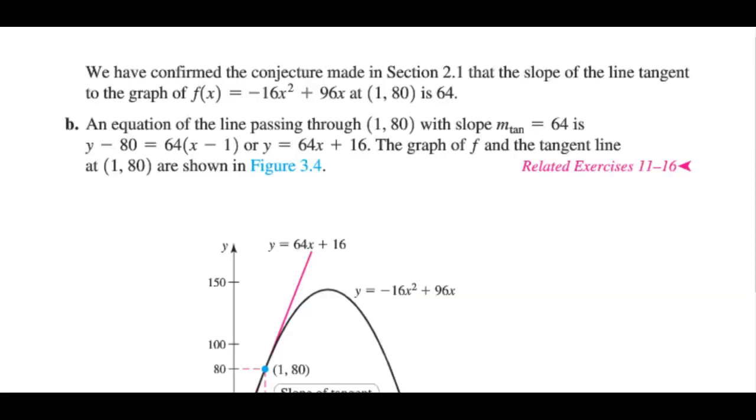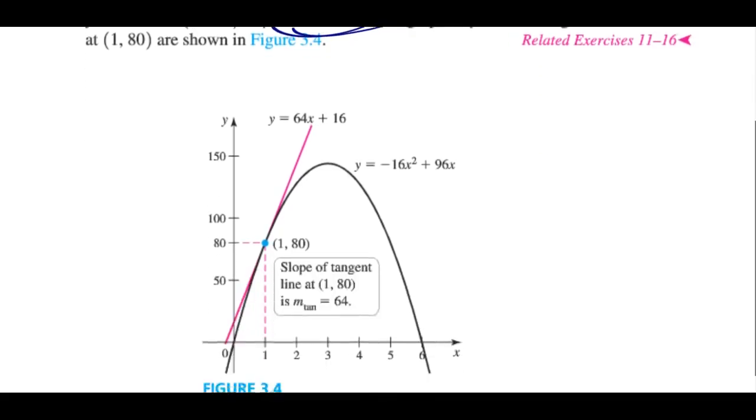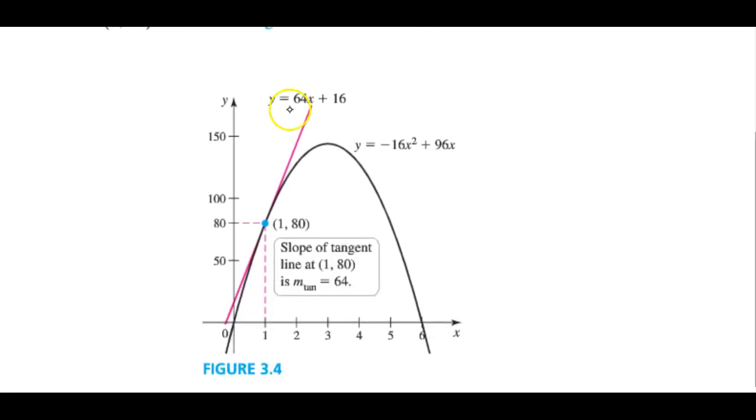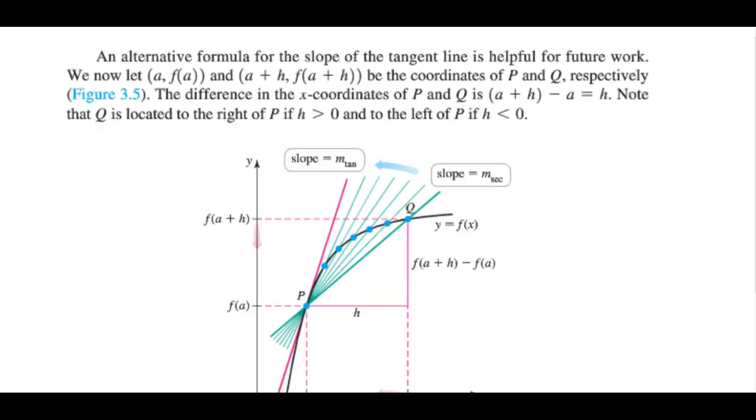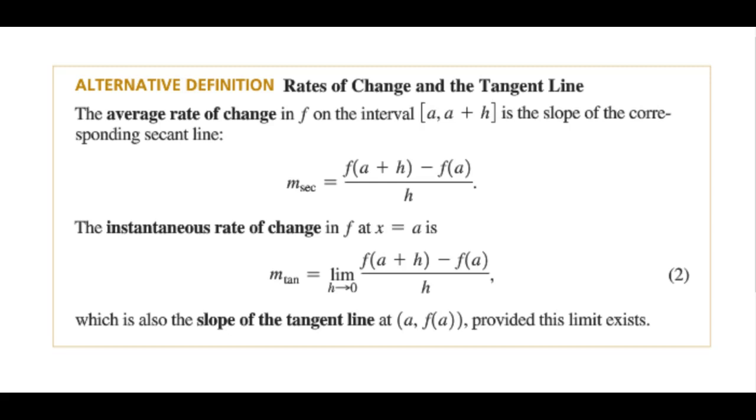And here is the book's solution. And they even give a nice little graph. You can see they graphed the line 64x plus 16, and there's the function, and there's the point that it's tangent to. This is just demonstrating the secant line. As you push the secant line to the limit, you'll get the tangent line.